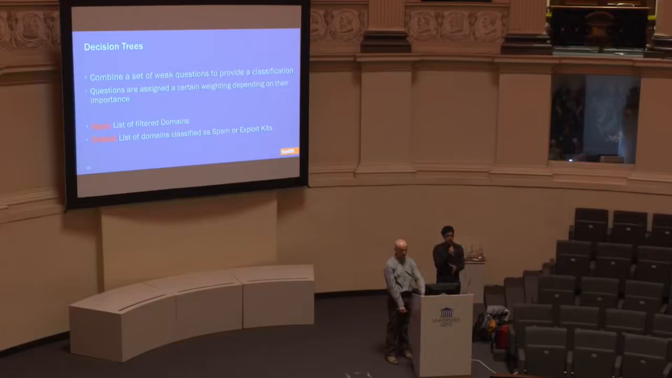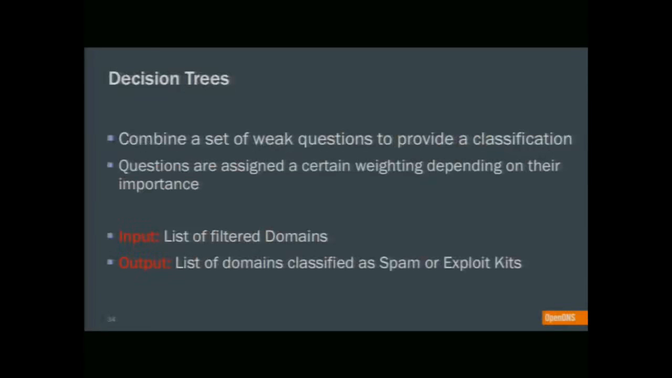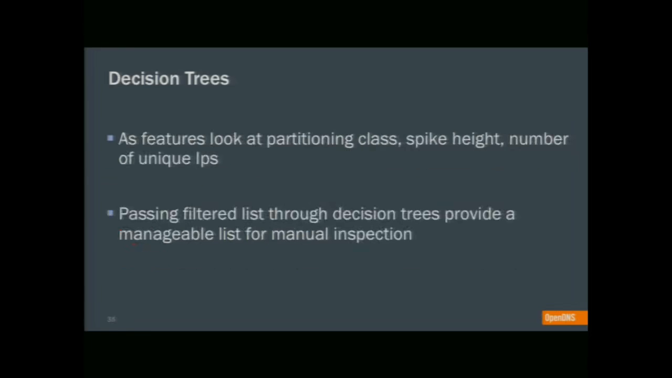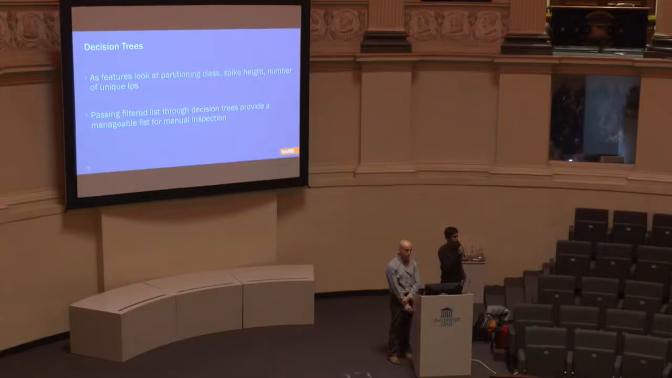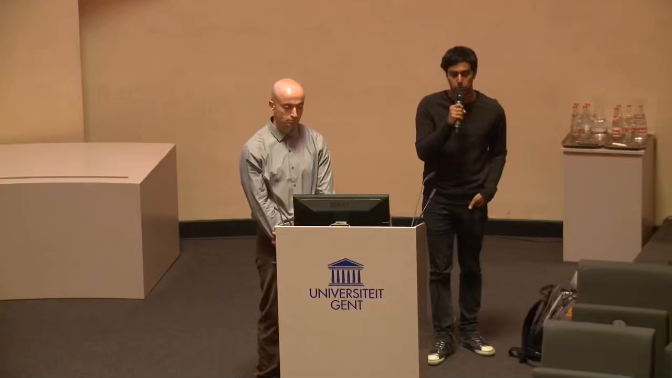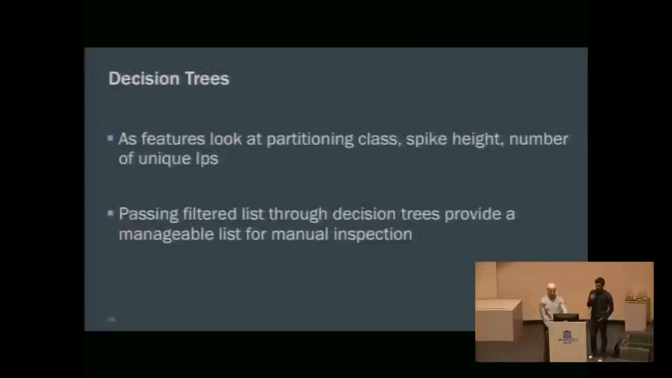once it went through the decision tree, it would be spat out into nice little buckets depending on whether it's a spam domain or an exploit kit domain. The types of features that the decision tree looked at when asking its questions involved the partition class that the spike domain belonged to, the height of the spike, and the number of unique IPs. What we found out was that passing this list of domains through the decision tree and spitting it out into these various buckets made it a far more manageable task. We were able to reduce the list of 100,000 domains to only 50 or 60 domains. And that was something that our analysts could easily look through and find true positives.